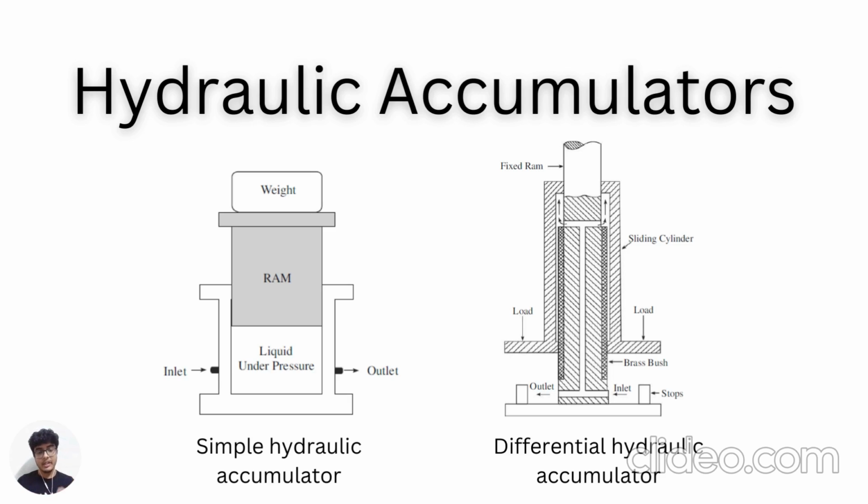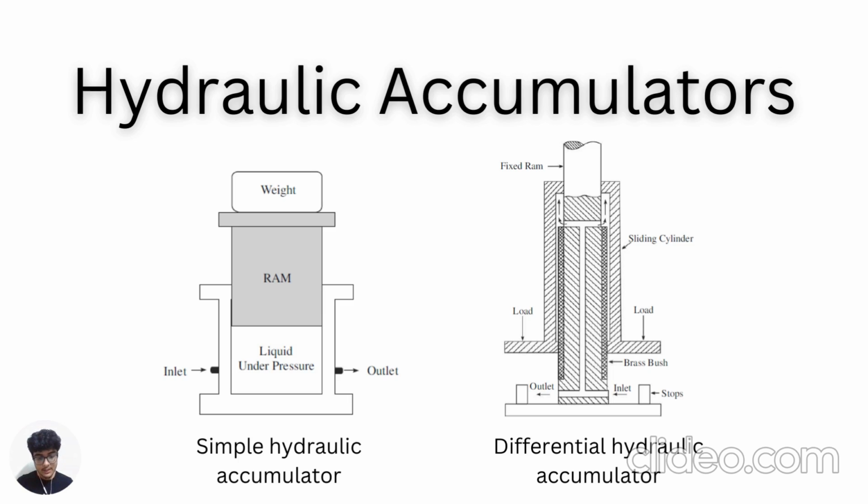It is actually a variant of the common type of accumulator described before, and has the specific advantage that a relatively high pressure can be obtained by a comparatively small load on the ram. So earlier, if we were getting a certain amount of pressure from a certain amount of weight, here we are getting more pressure with lesser weight, which makes it more efficient. Now this device also consists of a fixed ram in which the introduction of a brass bush makes the lower portion larger than the upper portion.